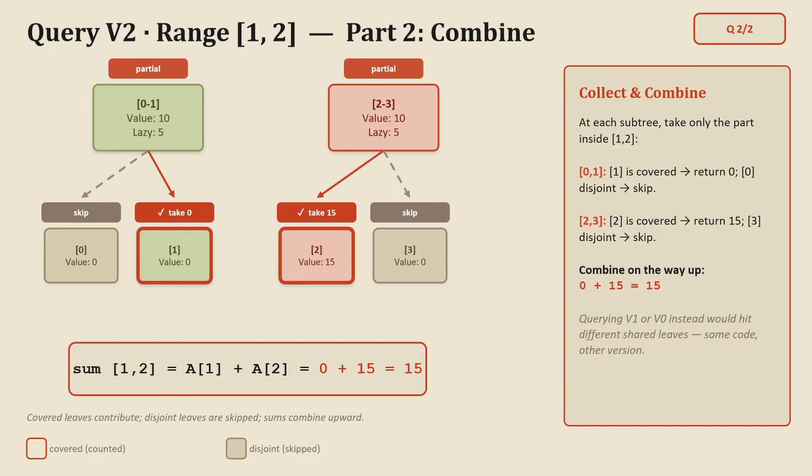From the left subtree, index 1 is covered and returns 0. Index 0 is disjoint and skipped. From the right subtree, index 2 is covered and returns 15. Index 3 is disjoint and skipped. Combine on the way up: 0 plus 15 is equal to 15. That's our answer. If we had queried version 1 or 0 instead, we would get the same.